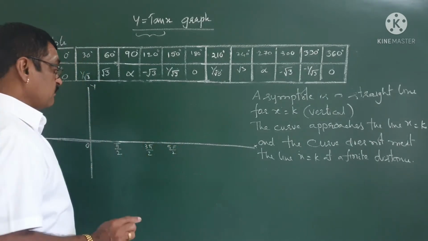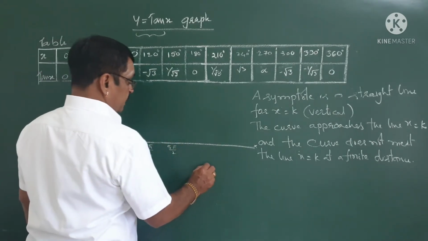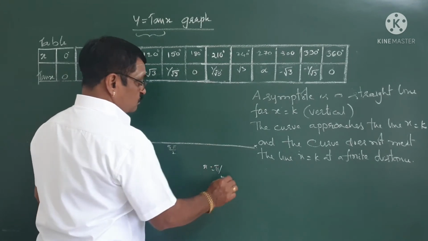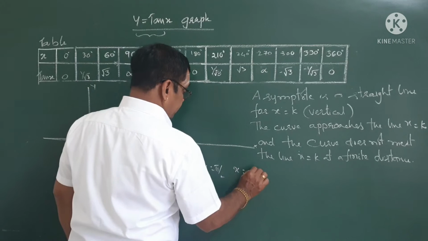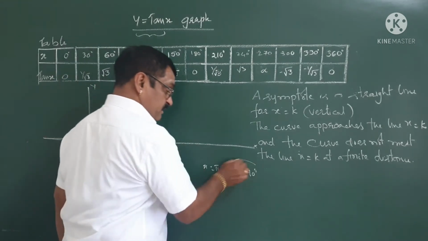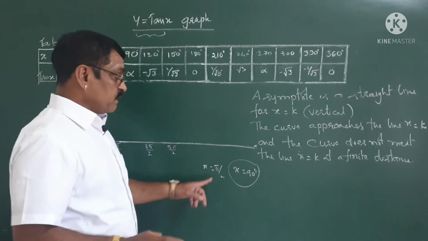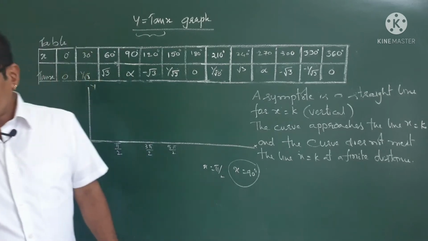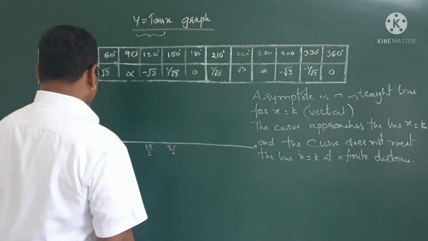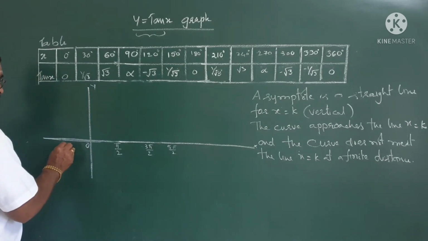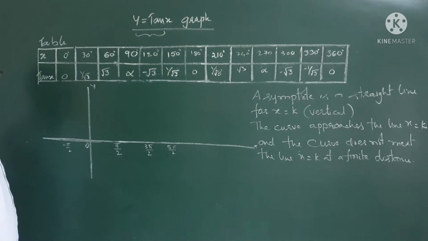Listen carefully, when you are writing x is equal to pi by 2, it is an asymptote. You cannot write this as x is equal to 90 degrees. This is a wrong expression. For all the numericals, we have to use the radians only. Please remember this one. That's why I am using x is equal to 5 pi by 2. Okay, now we have one more also, minus pi by 2.